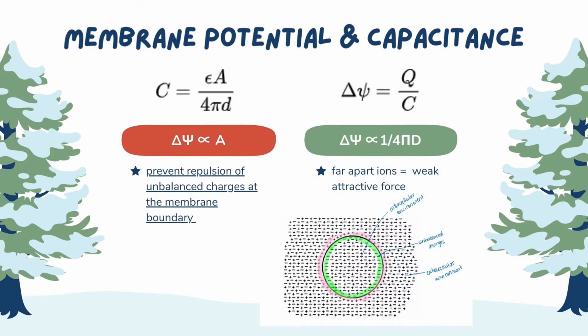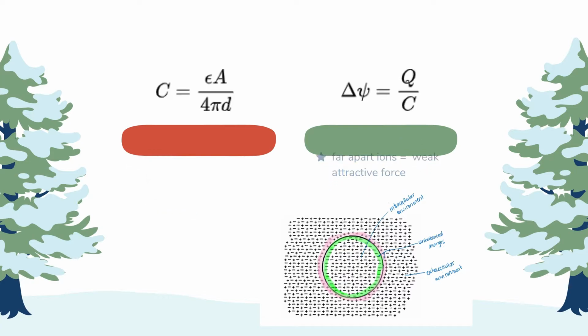On the other hand, membrane thickness is inversely proportional to capacitance, which increases membrane potential. This is because the thicker the membrane, the farther apart the ions are from each other, and the weaker the attractive forces between the separated ions.